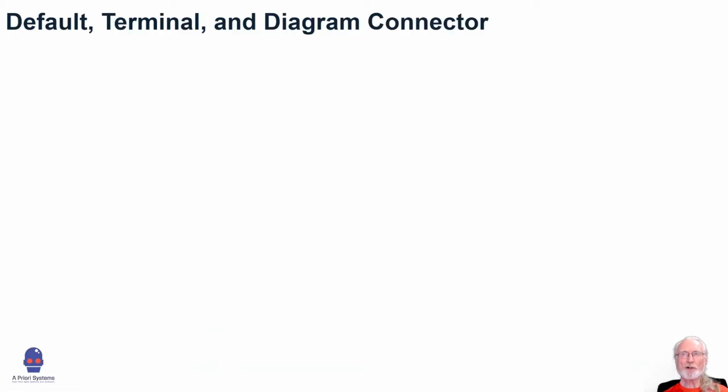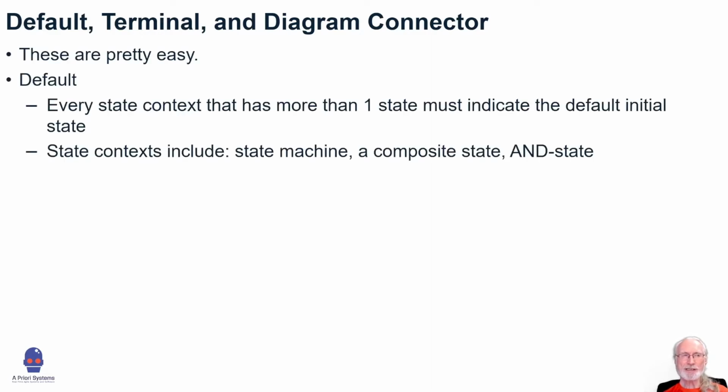First of all, let's talk about default, terminal, and diagram connector pseudostates. These are really pretty easy. In general, every state context that has more than one state must identify the initial state. This is done with the initial pseudostate. Where do you start in the context? You can also have a terminal which terminates the state. Not always used. In fact, it's a little bit rare. Much more common in activity diagrams than state machines.